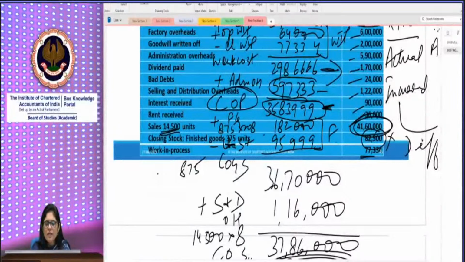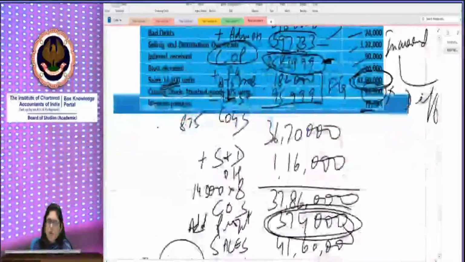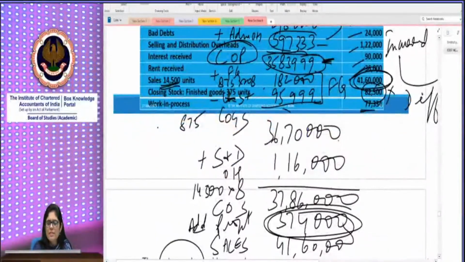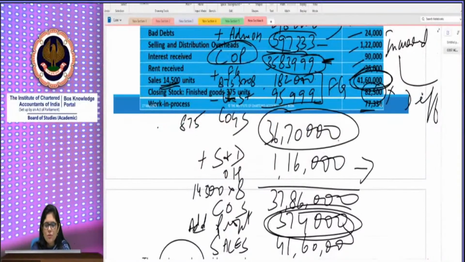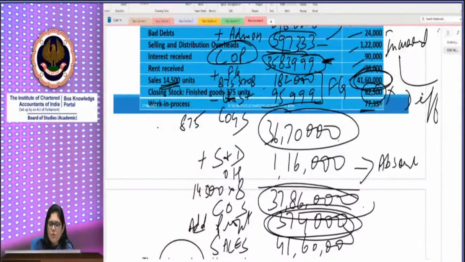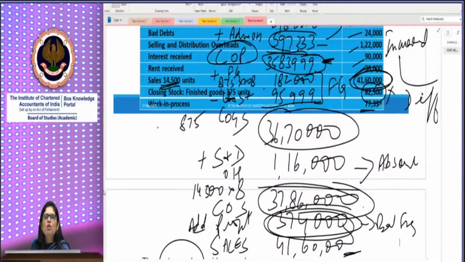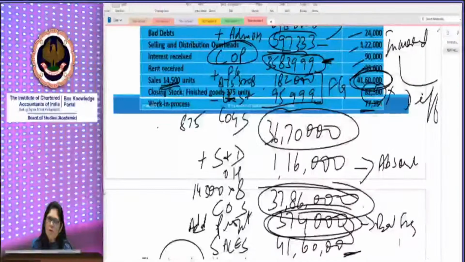To cost of production, we adjust the finished goods stock. Opening, we add. Closing, we deduct. We get the cost of goods sold, the third important landmark. Then we add the selling and distribution overhead. Again, it is absorbed. We get the cost of sales, the fourth landmark. We write the sales, and profit can be the balancing figure. So we have the financial profit, we have the cost profit. We have both the profits now.